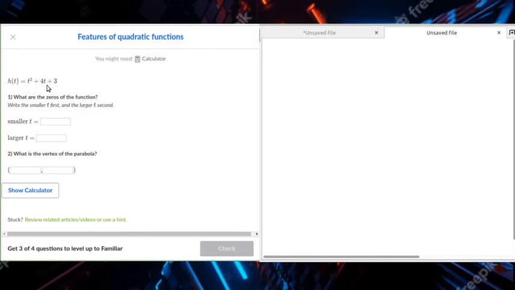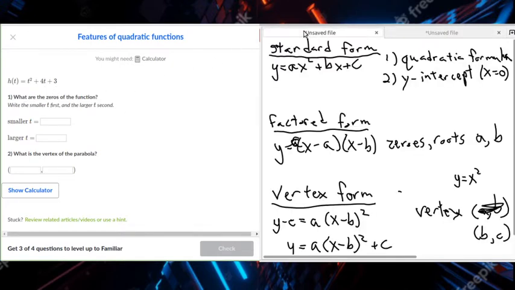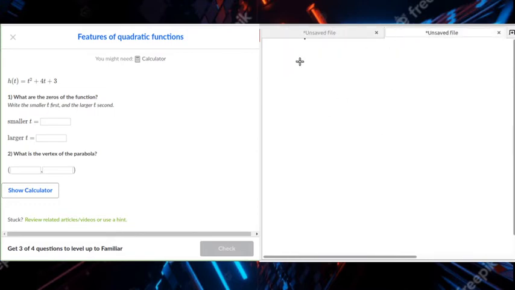We'll start off with this function, h of t is equal to t squared plus 4t plus 3, and ask what are the zeros of the function. So we want the zeros, and if we want zeros, then we're going to want the factored form, so we want to factor this.